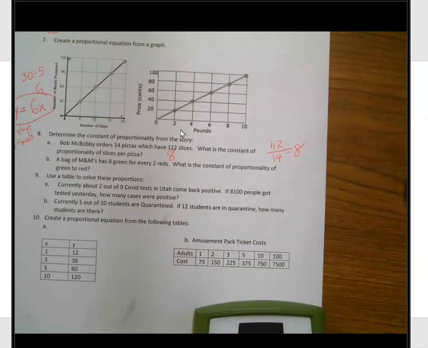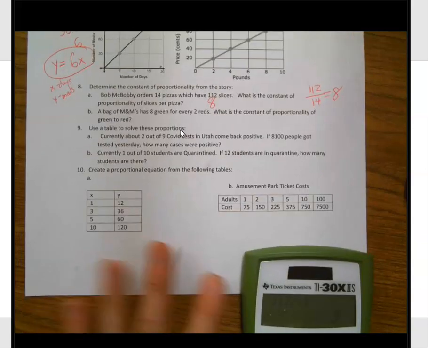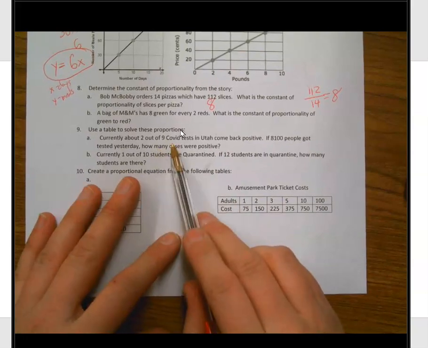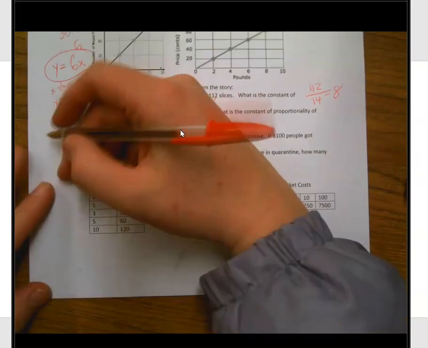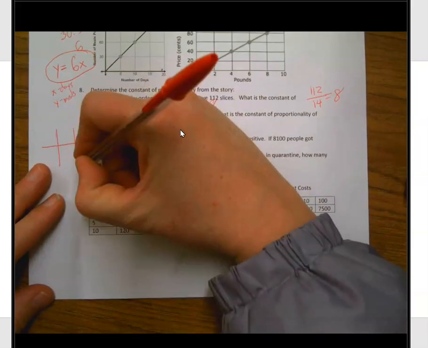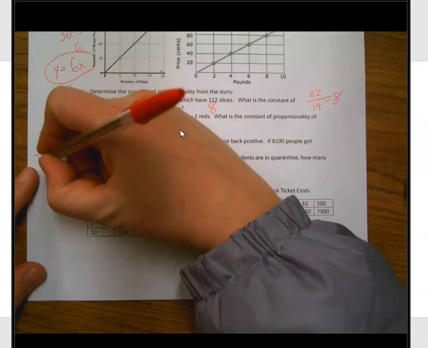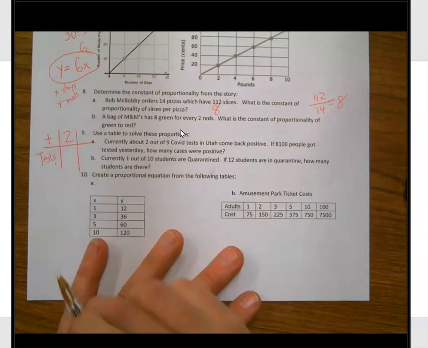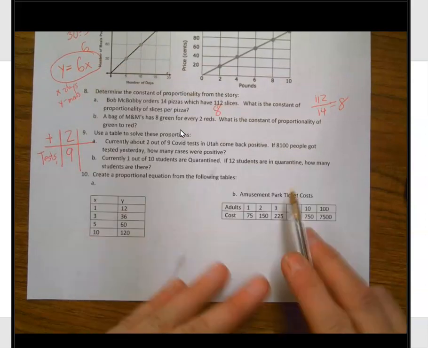Our next one says use a table to solve these proportions. Currently, about 2 out of 9 COVID tests in Utah come back positive. So I'm going to do the quick table. I'm going to be like, here's my positive, here's my tests. And you kind of label it. 2 positives for every 9 tests given.